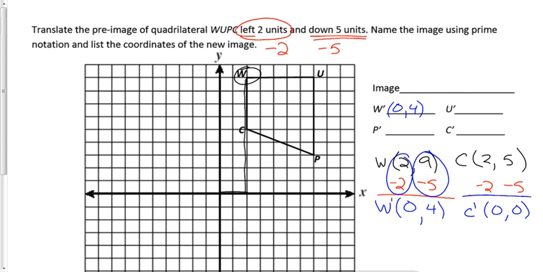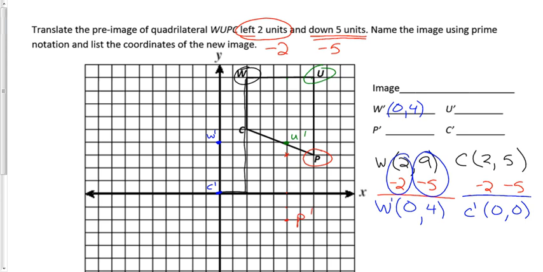Here I have point C, and C prime ends up at 0, 0. I'm going to go ahead and plot those points, and then count for the rest of them. Picking up with U at the top, I'm going to go left 2 units, down 5: 1, 2, 1, 2, 3, 4, 5. That makes sense because U and W make a horizontal line. Lastly, I'm going to work with P. From P, I'm going to go left 2, down 5. And here's my new P.